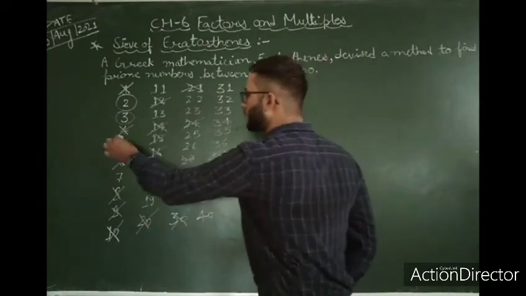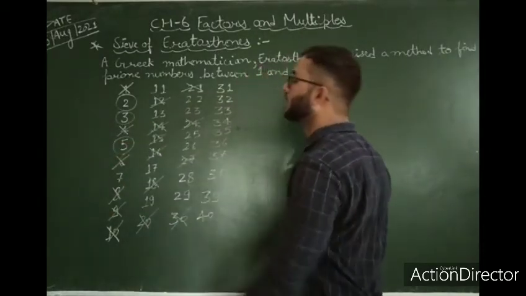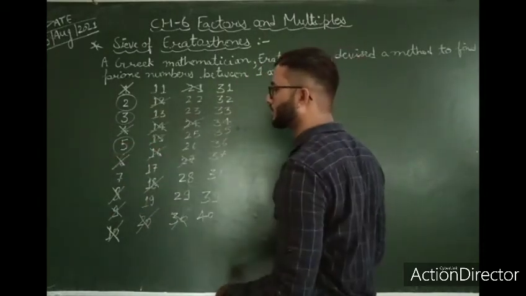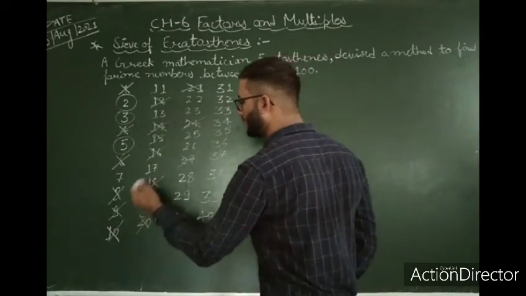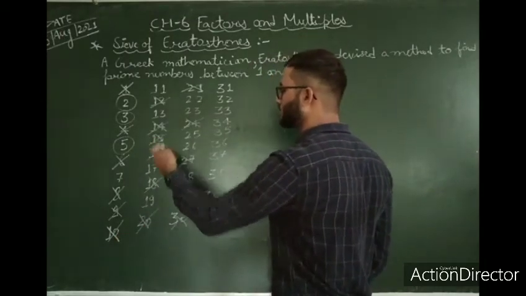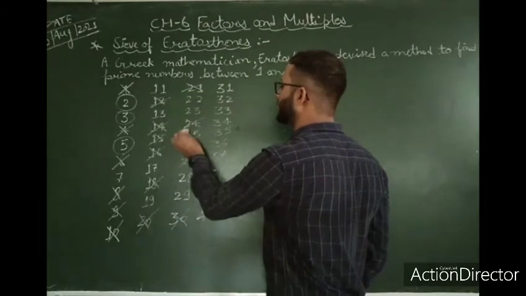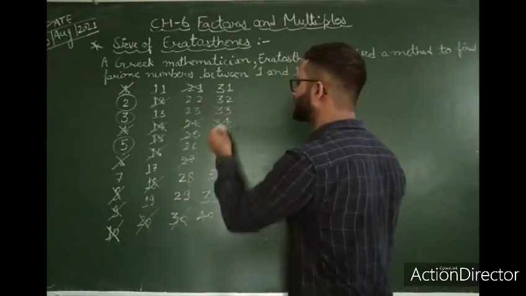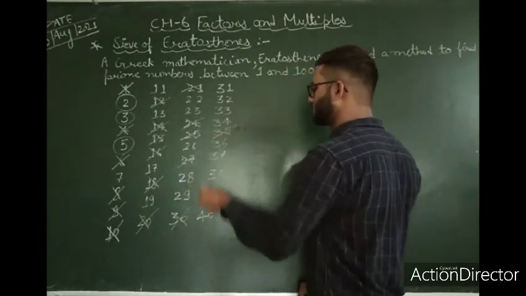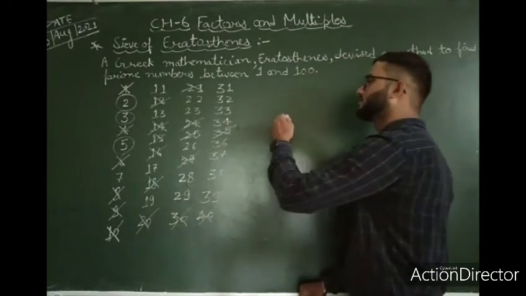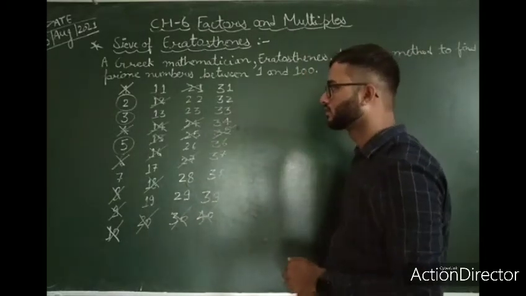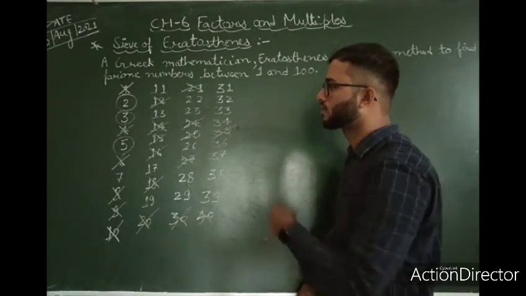Now we apply the same rule with 5. Circle 5 and cross out the multiples of 5. 5 1s are 5, 5 2s are 10, 5 3s are 15, 5 4s are 20, 5 5s are 25, 5 6s are 30, 5 7s are 35, 5 8s are 40, 5 9s are 45, 5 10s are 50. Right?